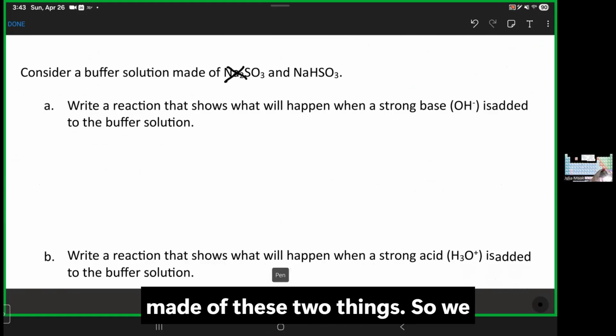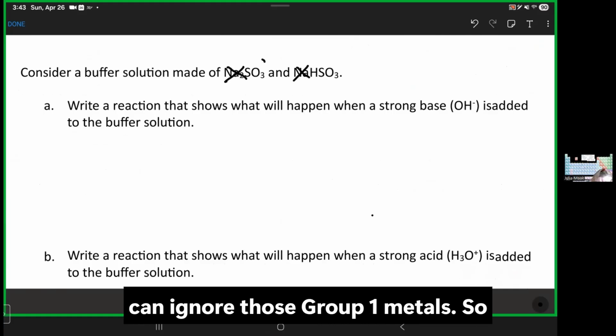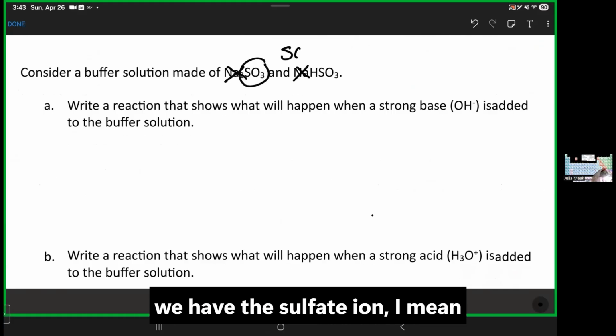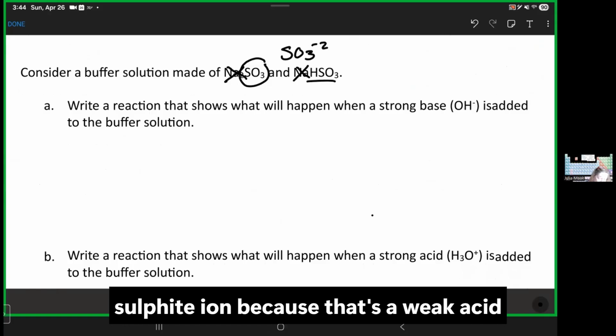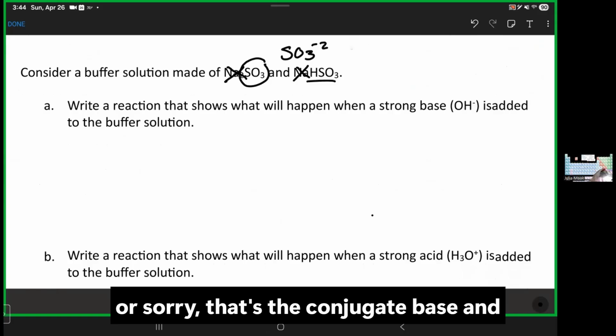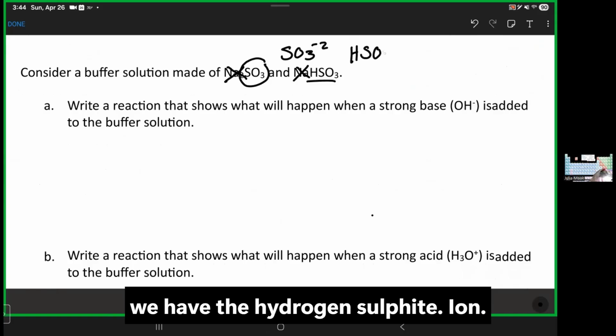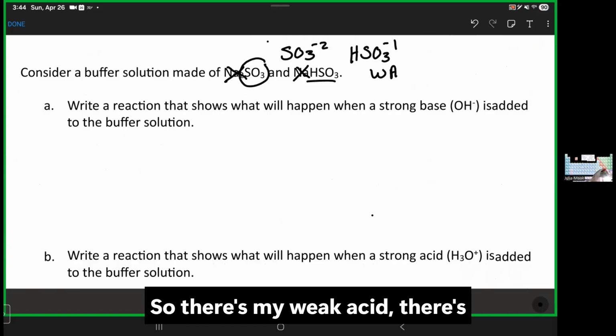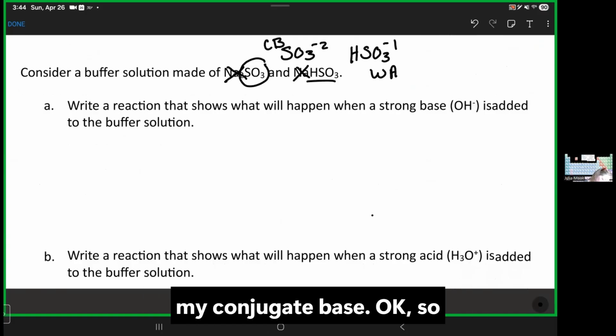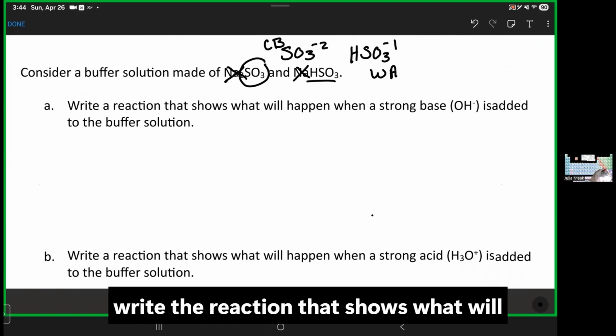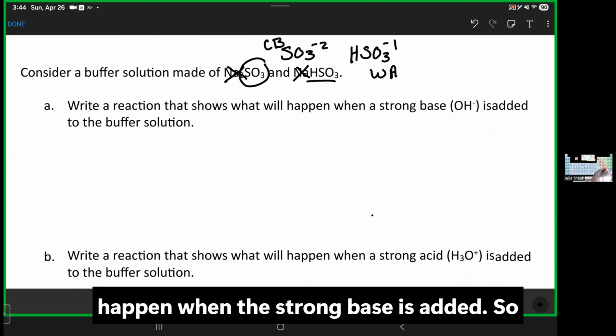Okay, so now let's look at this buffer solution made of these two things. So we can ignore those group 1 metals. So we have the sulfite ion, because that's the conjugate base. And we have the hydrogen sulfite ion, so there's my weak acid. Okay, so write the reaction that shows what will happen when a strong base is added.